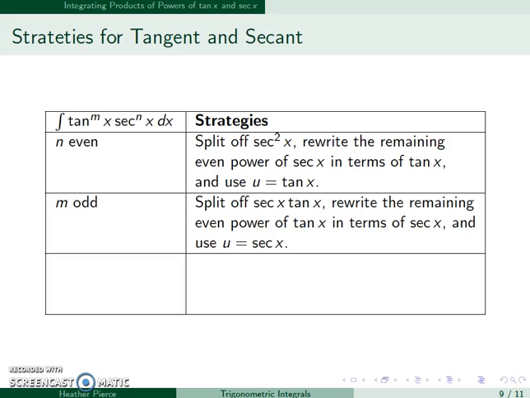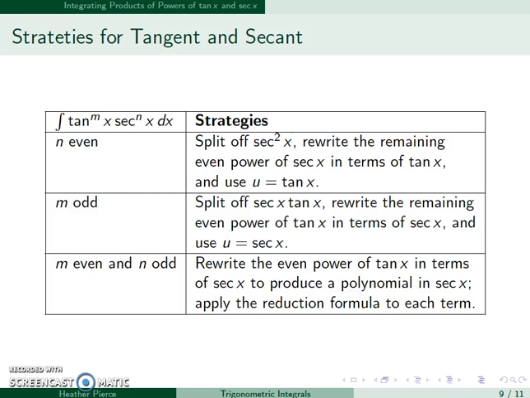If m is odd, so if the power of tangent is odd, then we're going to split off a secant tangent, rewrite the remaining even powers of tangent in terms of secant, and then we'll use u equal to secant x. And once again, if we have both n being even and m being odd, you can pick either one of these methods. And in the other case, if m is even and n is odd, then we're going to rewrite the even powers in terms of secant, and we're going to use the reduction formula for secant.